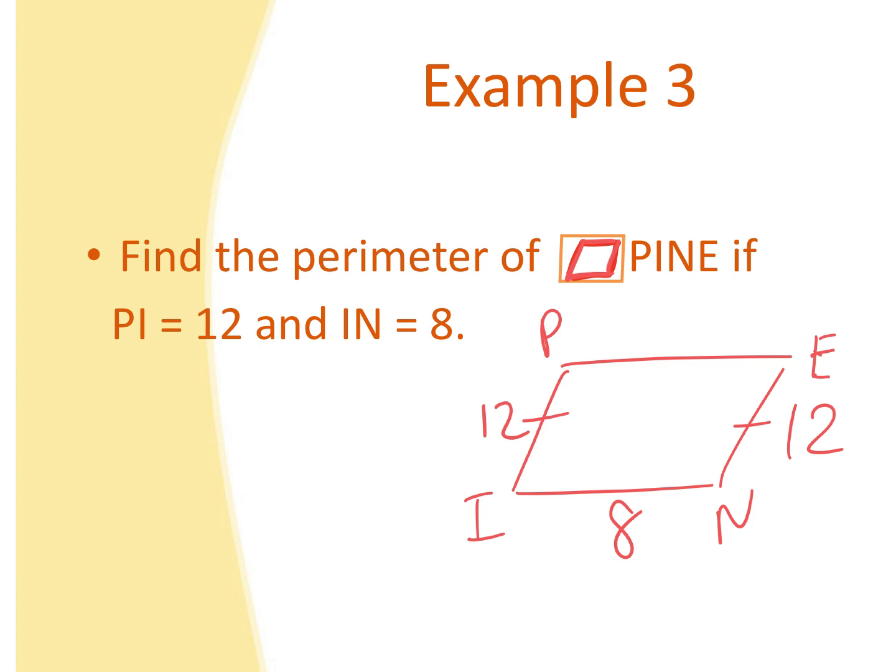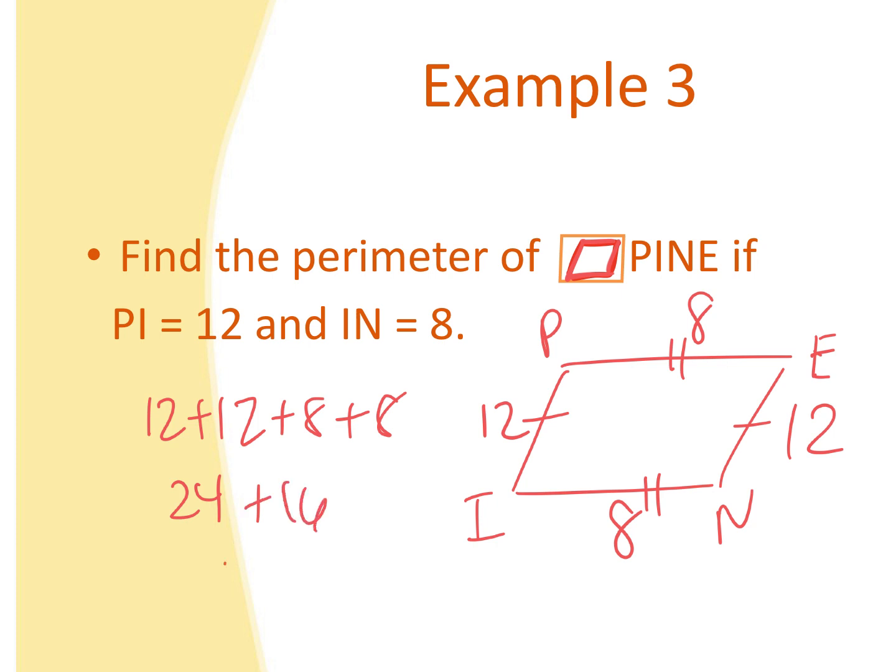EN would also have to be equal to 12, and PE would also have to be equal to 8. Very good, Nick. And then how do you find the perimeter of a quadrilateral? You add them all together. So it would be 12 plus 12 plus 8 plus 8. 12 and 12 is 24, plus 16 gives me 40. So my perimeter is 40 units.